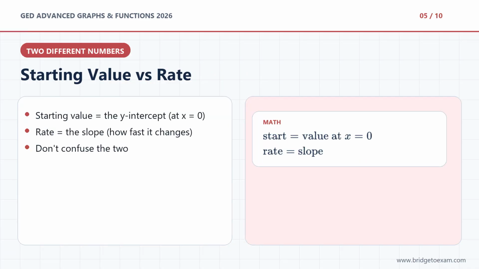Real graphs hide two numbers, and students often confuse them. The starting value is where the graph begins, at x equals 0. That is the y-intercept. The rate is how fast it changes. That is the slope. In our earnings graph, the $20 at the start is the starting pay, and the $20 per hour is the rate. Same number here by chance, but very different meanings.